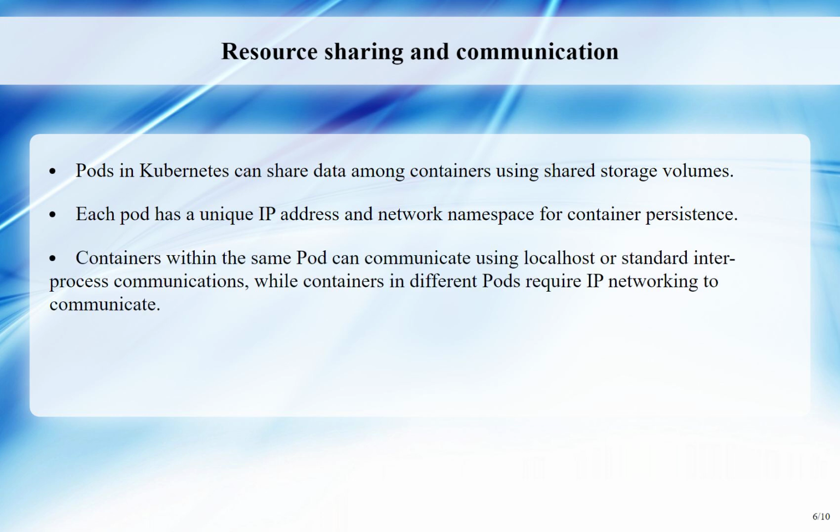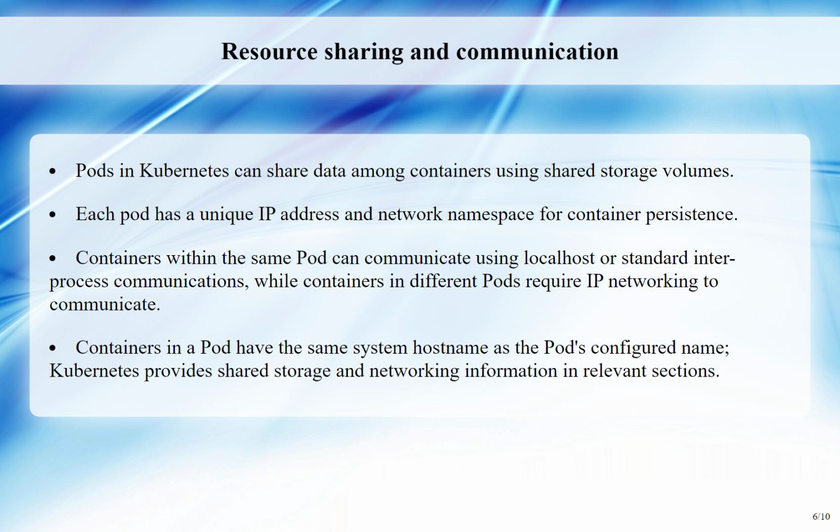Containers within a pod can communicate with each other using localhost, standard interprocess communications, or IP networking. Containers in different pods have distinct IP addresses and cannot communicate by OS-level IPC without special configuration. Additionally, containers within a pod see the system hostname as the same as the configured name for the pod. For more information on how Kubernetes implements shared storage and networking, you can refer to the relevant sections.